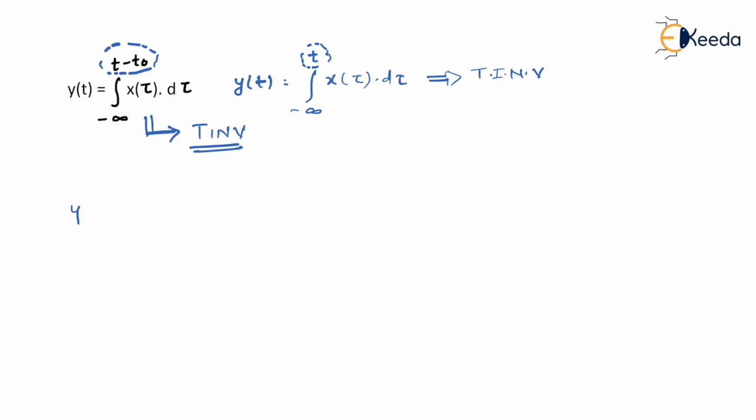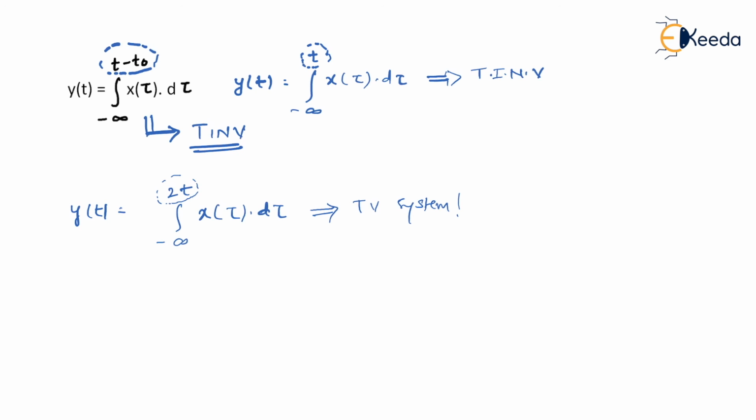For example, let's say y of t is equal to the integration with lower limit minus infinity, upper limit, let's say, 2t, x of tau d tau. What do you think? Is the system a time variant system or a time invariant system? We always check variable t with respect to input. Only here I see a presence of t, and that too scaled with 2. Definitely, if time scaling is done, it is no more time invariant. It becomes a time variant system.